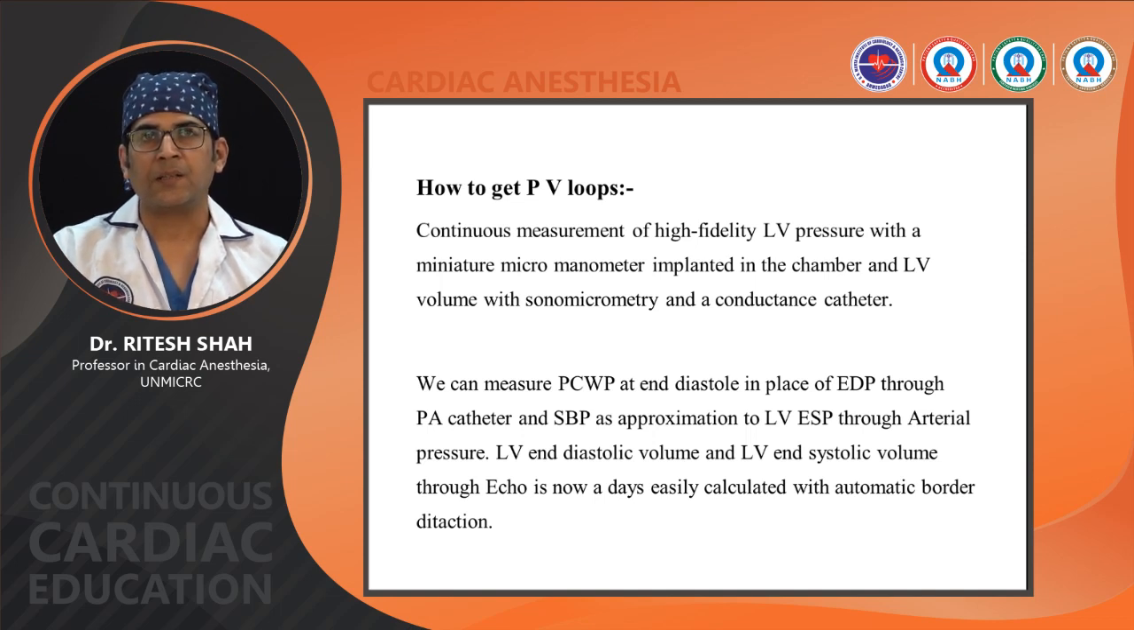In clinical practice, we can measure PCWP at the end of diastole in place of end diastolic pressure through a PA catheter, and systolic blood pressure as an approximation to LV end systolic pressure through arterial pressure. And for volume from the echo, we can get LV end diastolic volume and LV end systolic volume, and with the help of automatic border detection, it is easily calculated nowadays.